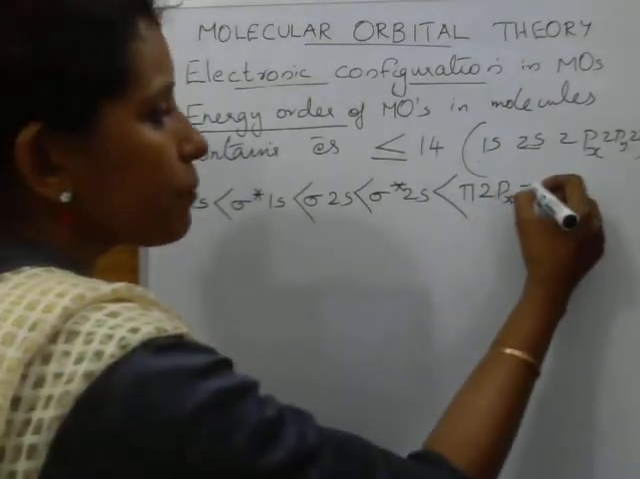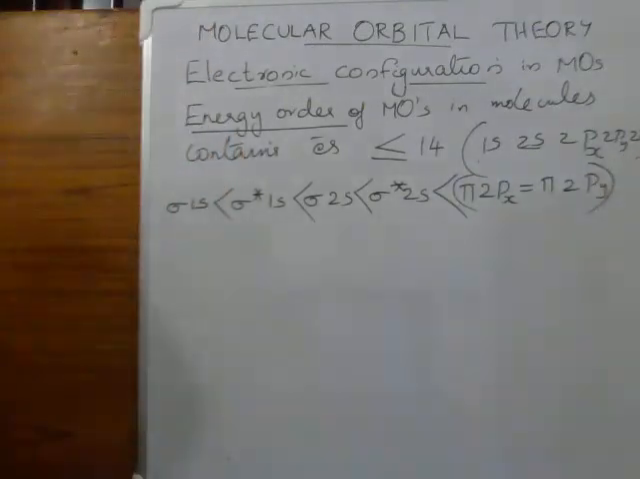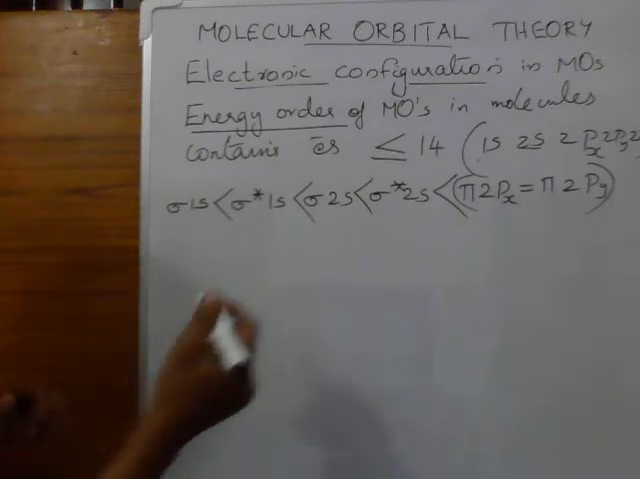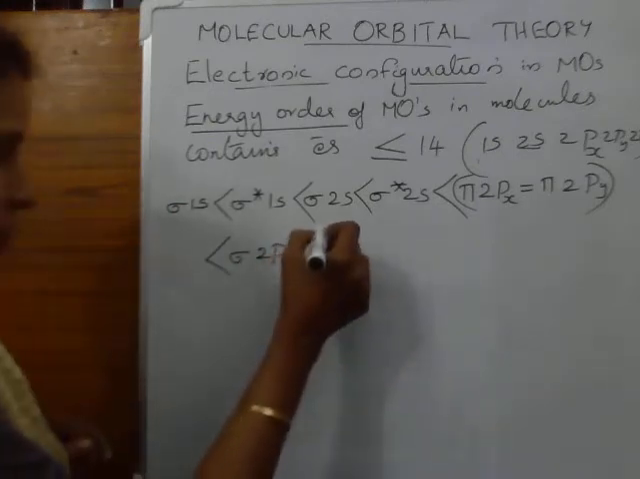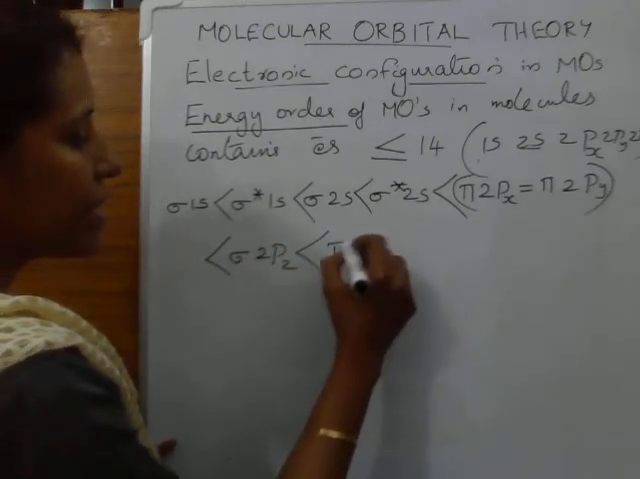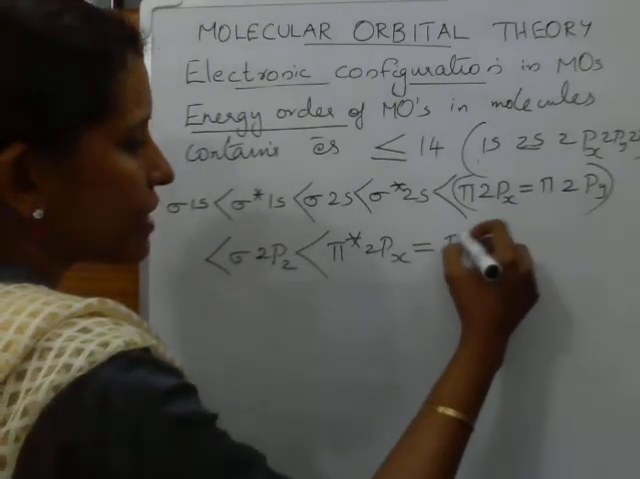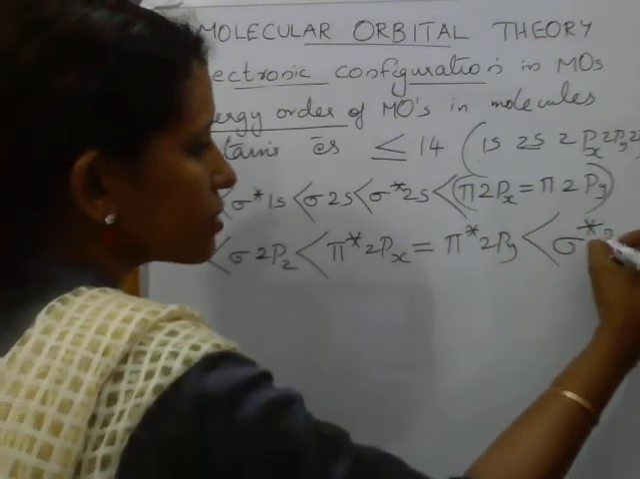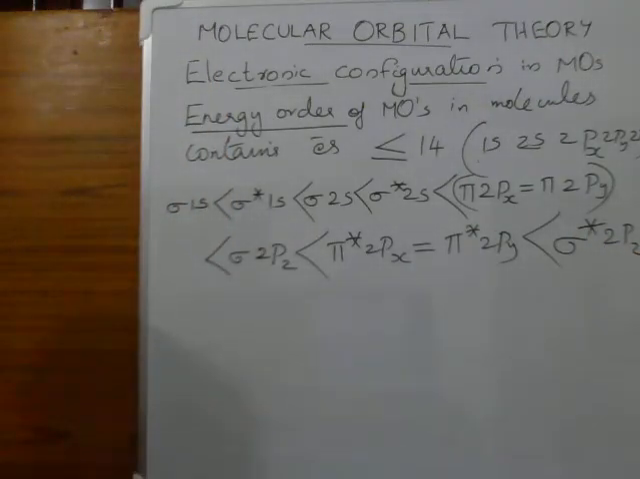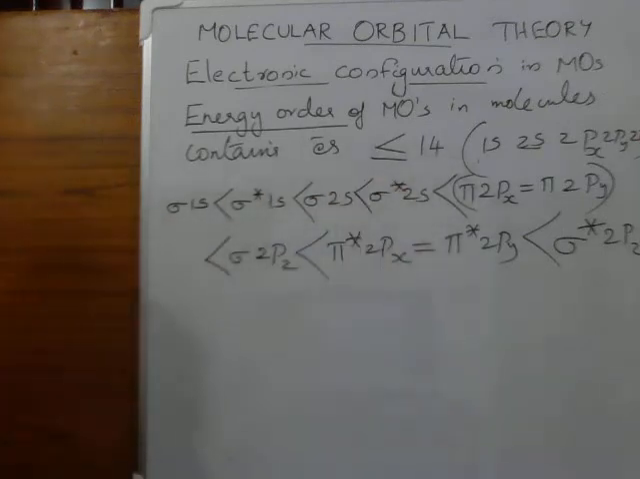Pi 2px and pi 2py have equal energy. The next higher energy orbital is sigma 2pz, which has lower energy than pi star 2px, which has the same energy as pi star 2py, which has lower energy than sigma star 2pz. This order you need to study. So this is the energy order for molecules containing 14 or fewer electrons.